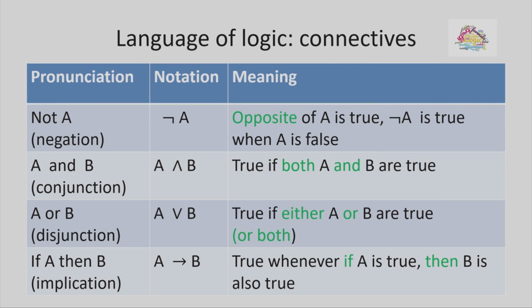And as you've seen in the card example, "if A then B" would be true whenever, if A is true, then B is also true. The only time "if A then B" can be false is when A is true and B is false, whenever the elected politician didn't deliver on her promises.